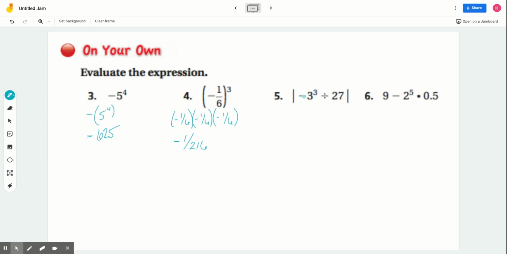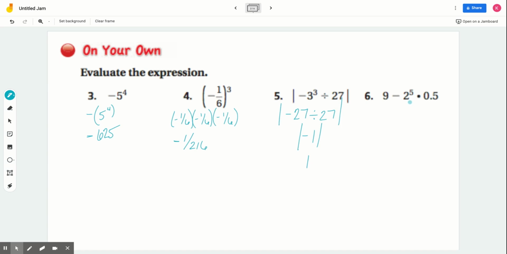-1/216. On the following one, we have the absolute value of -3 cubed divided by 27. Remember that -3 cubed, written like this, is negative of whatever 3 cubed is. So 3 times 3 times 3 is 27. -27 divided by 27 is -1. The absolute value of -1 is 1. Remember that absolute value is the distance away from 0 on a number line, and distance is always a positive answer.